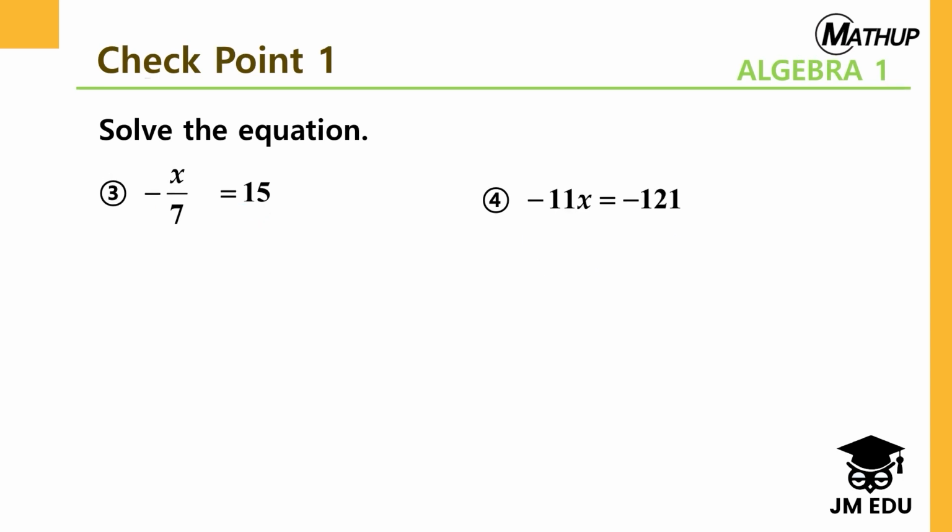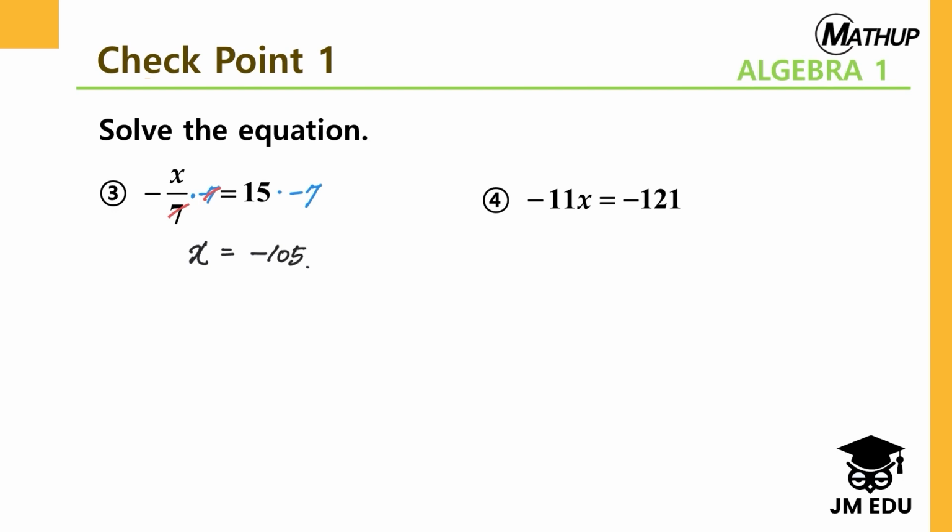Number 3, we have negative x over 7 is equal to 15. To solve this problem, we're going to have to eliminate this negative and 1 over 7. So I'm going to multiply each side by negative 7. And this step is called the multiplication property of equality. So negative 1 over 7 times negative 7 cancels out, right? So we have x on the left-hand side. And 15 times negative 7, that's negative 105.